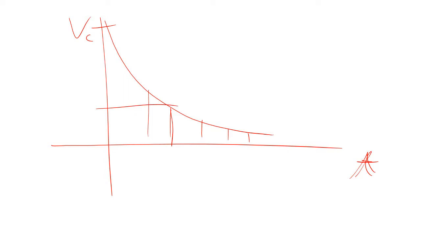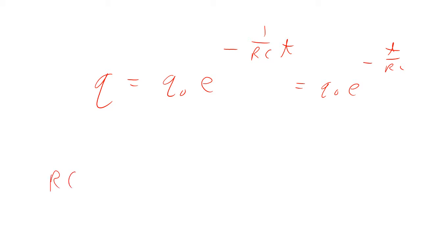So this is the discharge of a capacitor: Q naught e to the minus 1 over RC t. We can also write that as e to the minus t over RC. We know that the exponent has to be unitless. So that means that R times C has to have units of time. Well, does it? We've got an ohm farad. So what is an ohm farad?